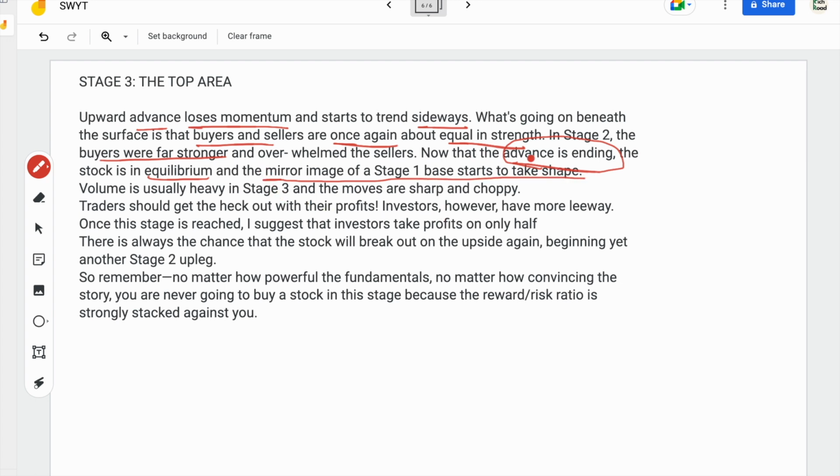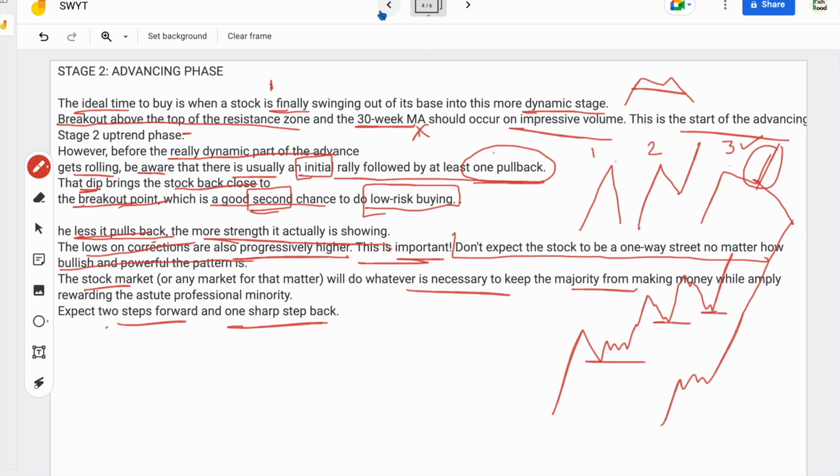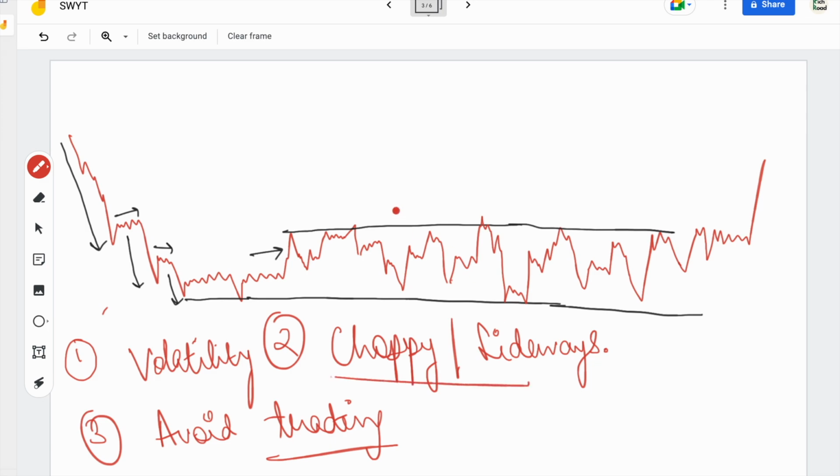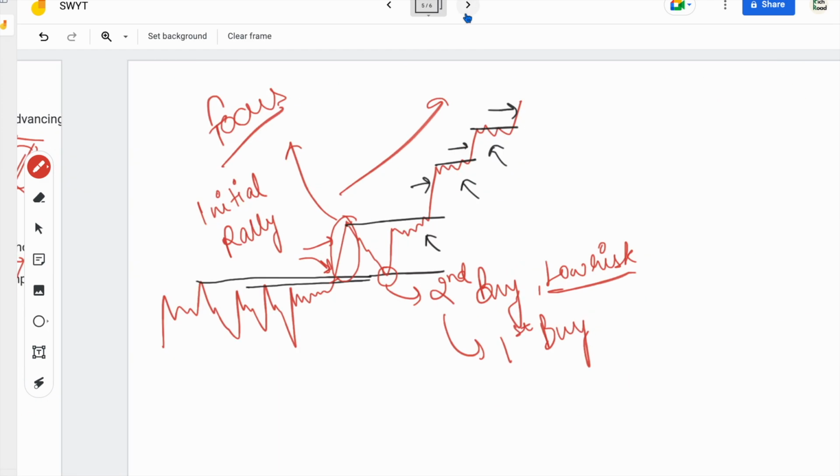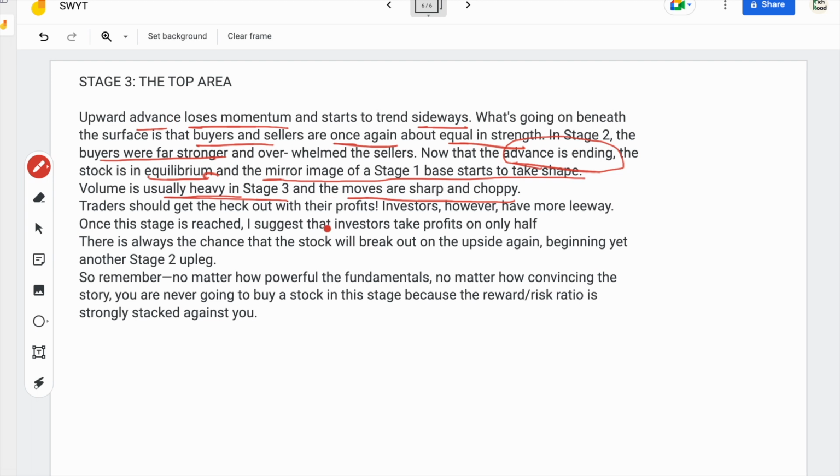And this is a big problem in the book itself. If stage 3 is a mirror image of stage 1, then what is the differentiating factor? That is my question. Nowhere written. Think about it. He says volume is usually heavy in stage 3, right? This is what he writes here. And if you see, this is what he told us in stage 1: moves are choppy and sharp. See what I wrote here, and see the diagram I made. That was for stage 1, but he's saying the same thing for stage 3 as well.